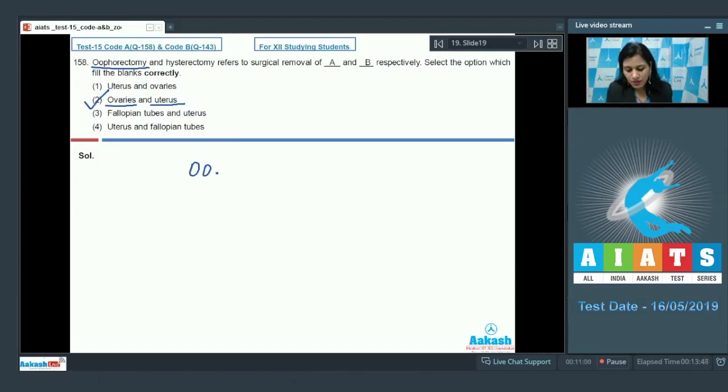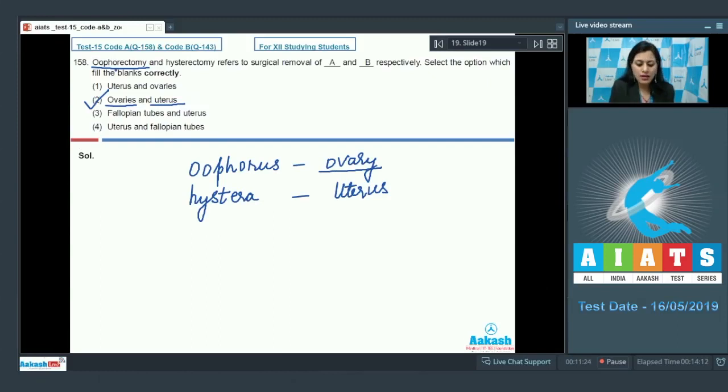ovaries, where oophorus means ovary and hystera means or represents uterus. So surgical removal of ovary is known as oophorectomy, whereas surgical removal of uterus is known as hysterectomy. So the correct answer is ovaries and uterus respectively. Let's discuss rest of the options.